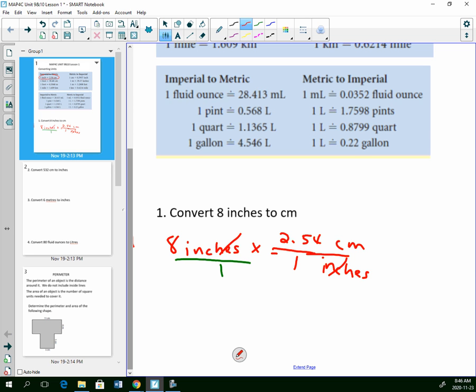So that works out to be 205.9 inches. Okay, so that's just one conversion. Let me check my answers here.